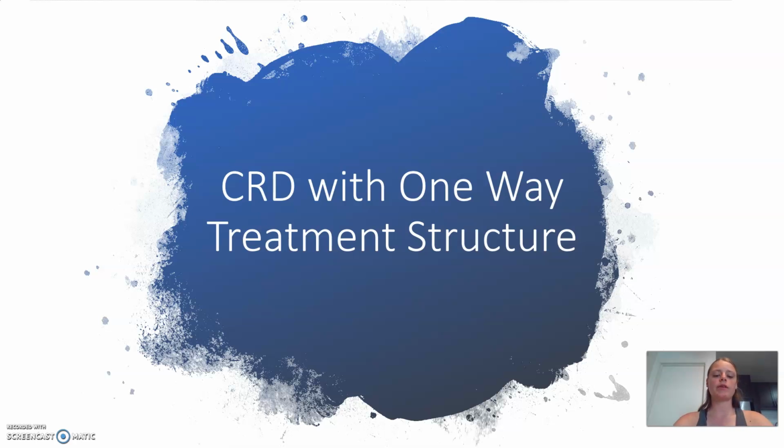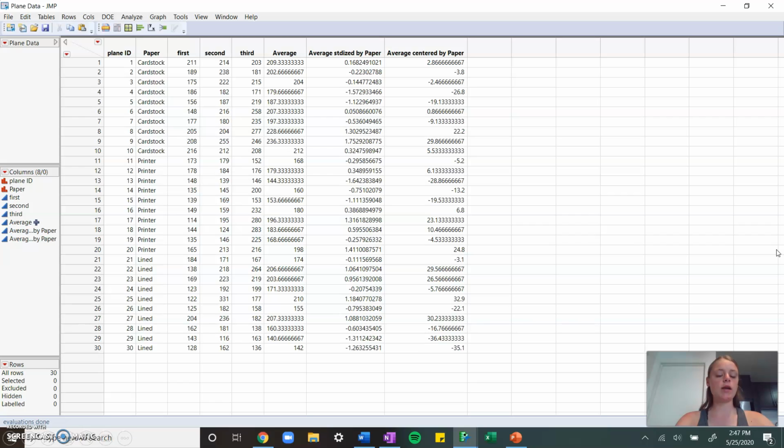So today we're going to be looking at a completely randomized design with a one-way treatment structure. The data that we are going to be using is from my mini project 1, where I looked at 3 different types of paper and their effect on the distance traveled by a paper airplane. So our explanatory variable is the paper, and we have cardstock, printer paper, and lined paper.